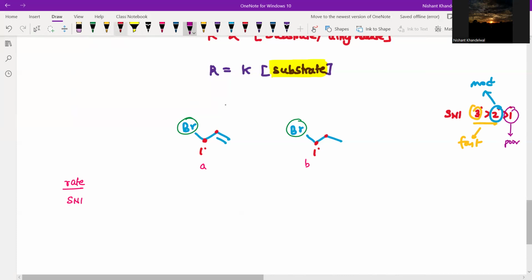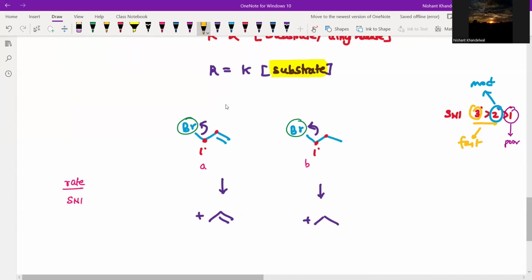So now here both are primary, but still we have to compare, yes, because it's a competitive question. Now what we see, suppose what happens if we remove this Br, and why this order is there. Because you see here a double bond, and the positive charge comes up after removing Br, right?